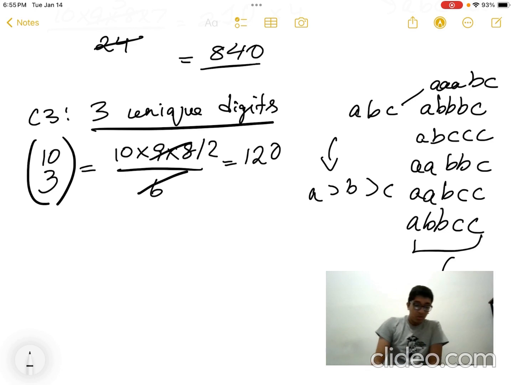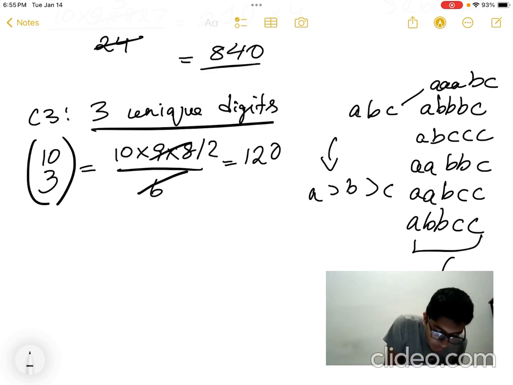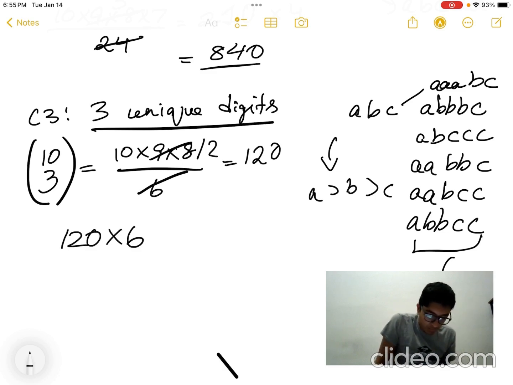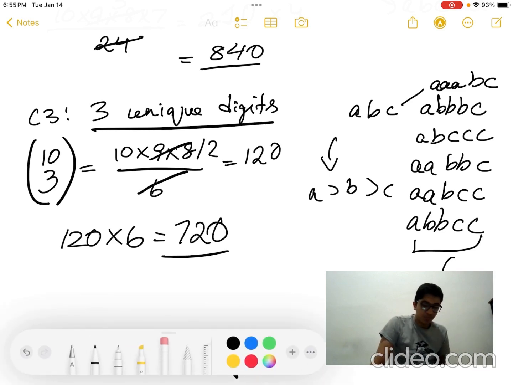And in total, there's 6 different ways we can make a 5-digit number that's non-increasing given 3 unique digits. So for each of these 10 choose 3 ways that we can get a set of 3 digits and order them from greatest to least, right? There's 6 separate ways where we can make a 5-digit number that satisfies the conditions. So there's 120 times 6, which is 720 ways that satisfy our conditions for the problem in this case, right? And let's move on to case 4.